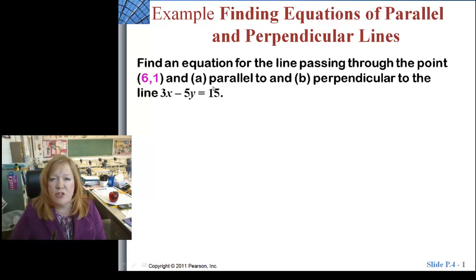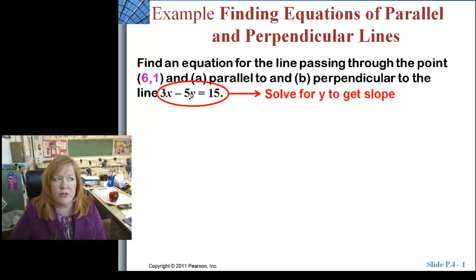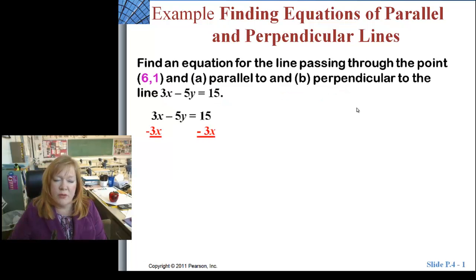So you need equations of two lines: the equation of a line parallel to this line and perpendicular to this line. Now you see they have a point, but where in the heck are you going to get the slope? That's when you have to put your thinking cap on and say, hey, this is an equation of a line, so you're going to solve it for y to find the slope. Let's do that real quick. Subtract 3x from both sides and divide by -5. That will give you the slope. So the slope of this line is 3/5.